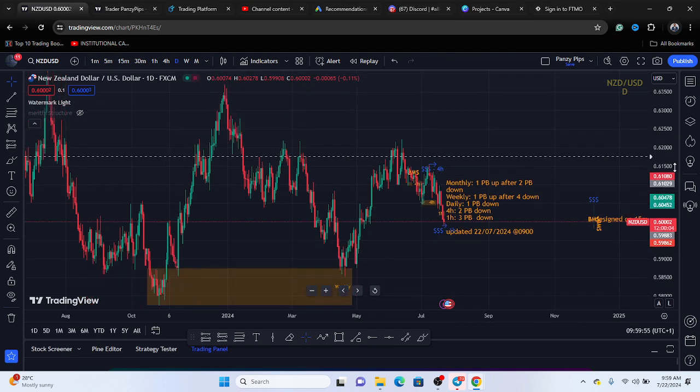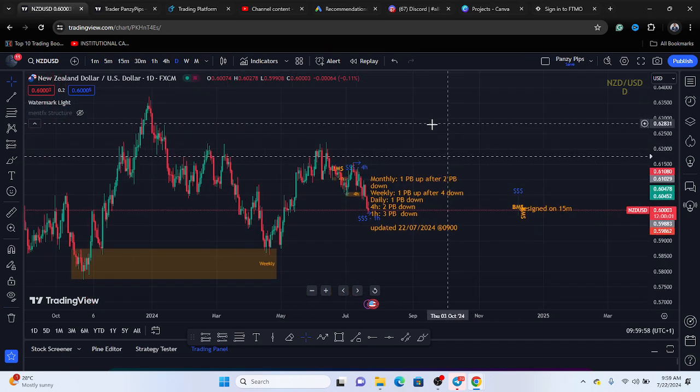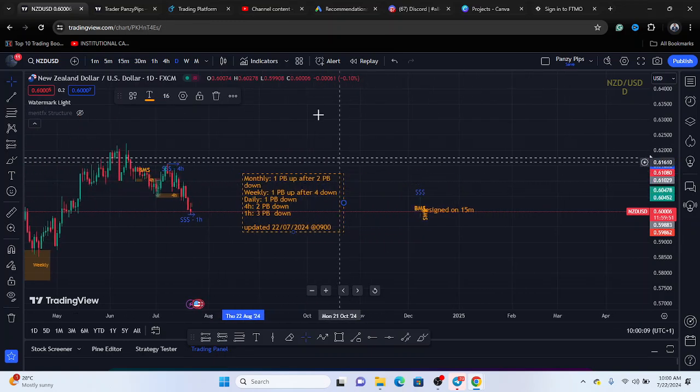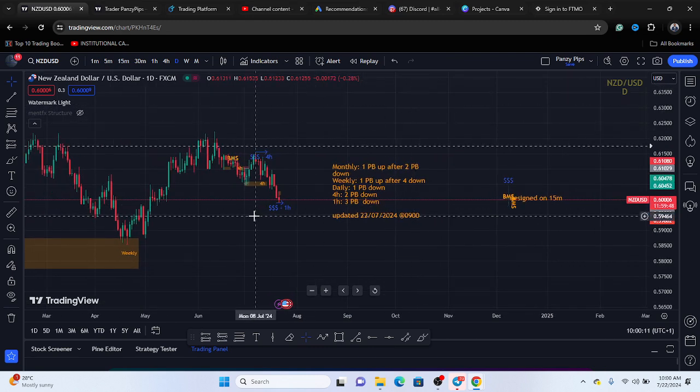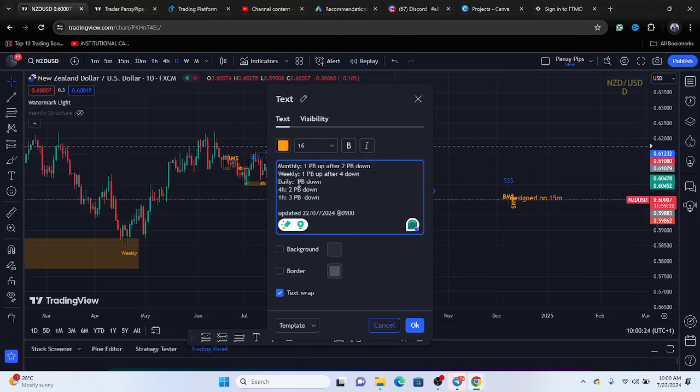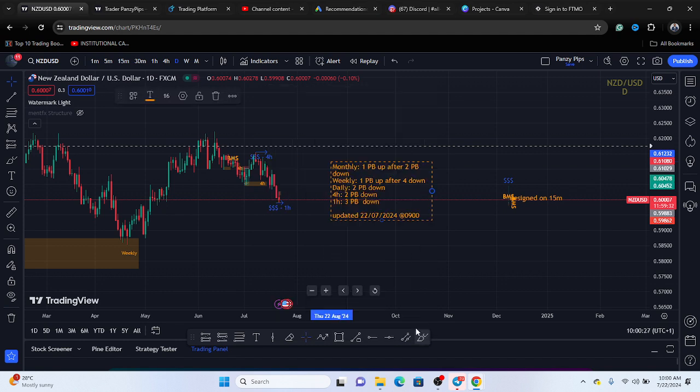On the daily, from here, it doesn't look like 1 PB down, it's like 2. Okay, from here, 1, pullback, 2, so 2 PB down on the daily. And the last down move is coming from somewhere here.